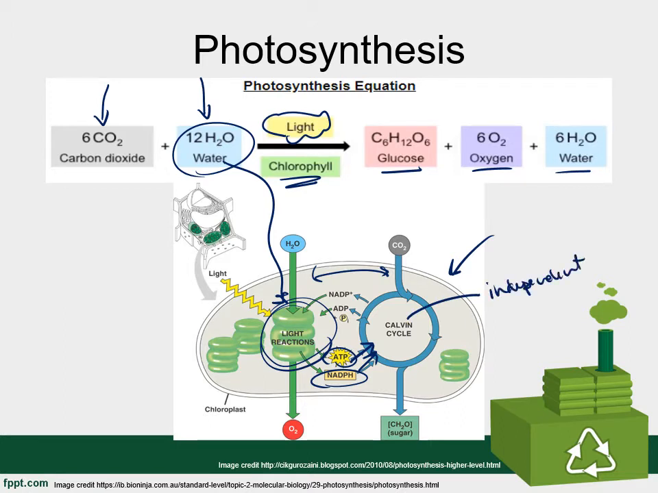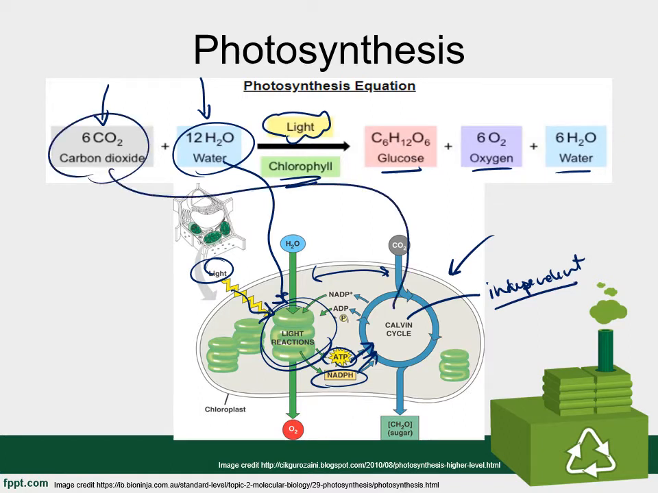So clearly light dependent, we need that light to make these reactions occur. The light-independent reactions, Calvin cycle, no light required. But now we do need that CO2. So we're going to use CO2 in Calvin cycle. We're going to use the water in the light reactions. In the light reactions, we make some ATP and some NADPH. In Calvin cycle, we make some sugar.